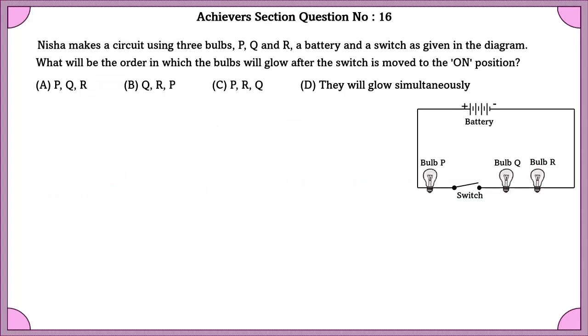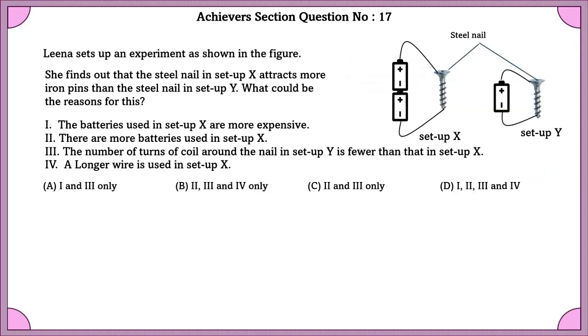Achiever section question number 16. Nisha makes a circuit using three bulbs P, Q and R, a battery and a switch as given in the diagram. What will be the order in which the bulbs will glow after the switch is moved to the on position? They will all glow simultaneously.